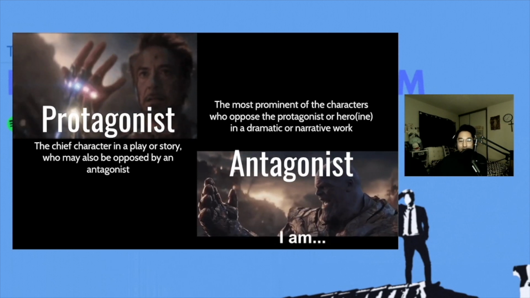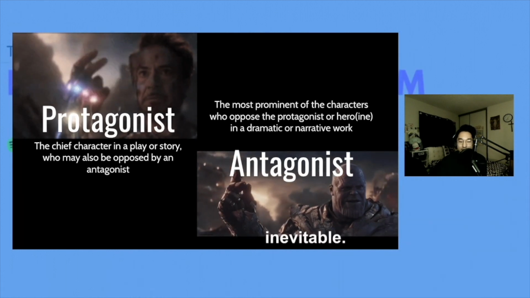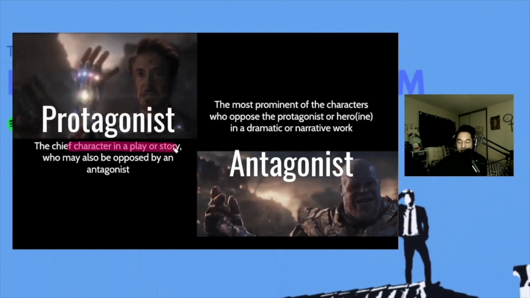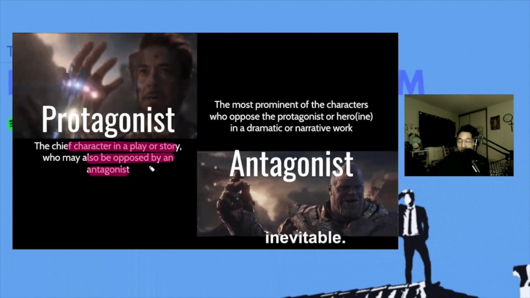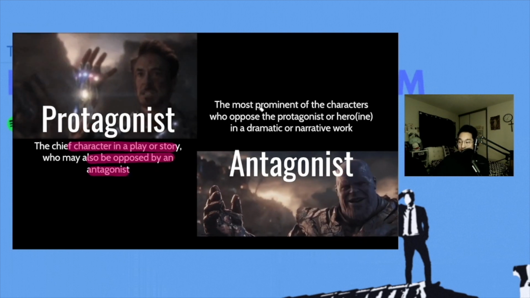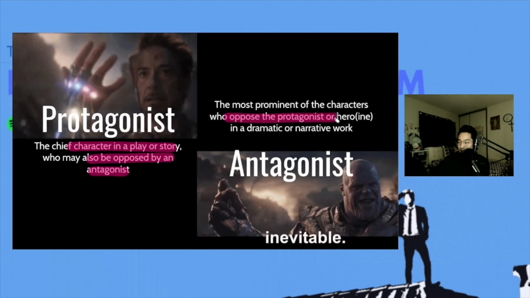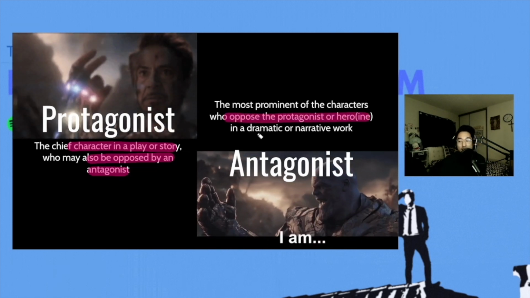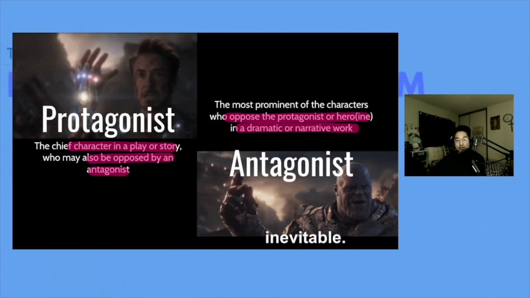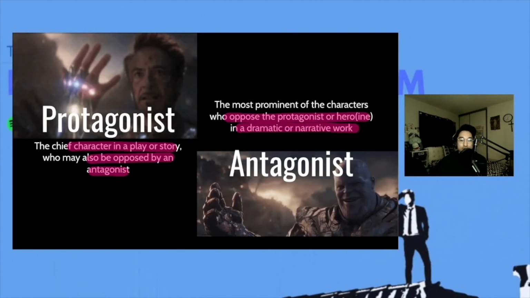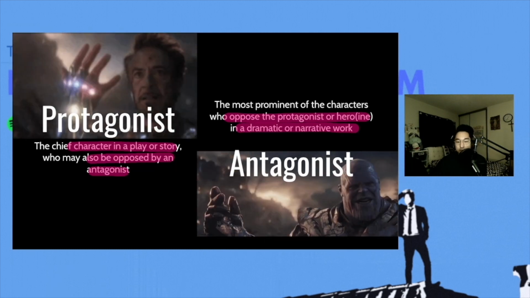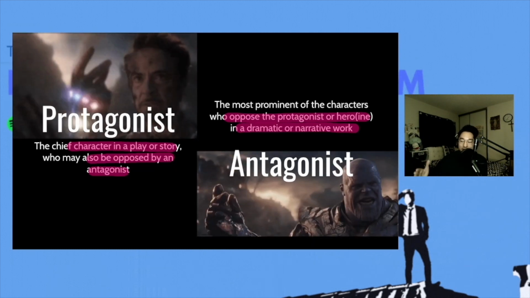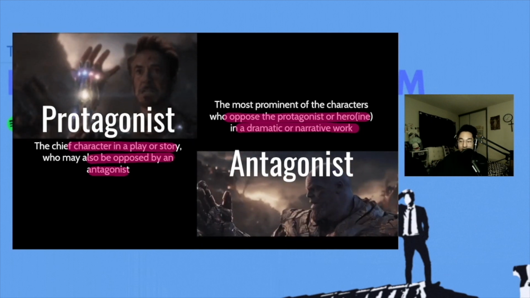And we're going to use Endgame as an example here, with Tony Stark as the protagonist, which is the chief character in a player's story, and who also might be opposed by an antagonist. And we'll use Thanos as the antagonist here. This is the most prominent of the characters who oppose the protagonist or hero, heroine in the dramatic or narrative work. And so, of course, we know that there are multiple protagonists or characters that could take the place of Tony Stark on the slide. We know there are a handful of antagonists, but these two very much contrast each other, right?